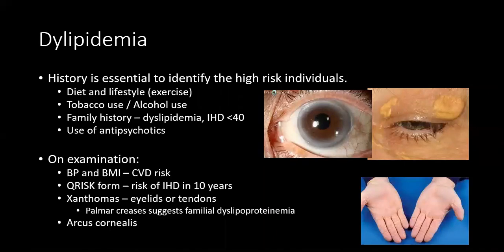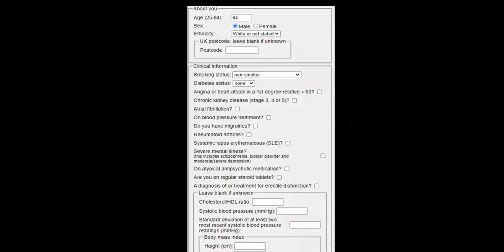So on examination, we want to measure their blood pressure and their BMI. This will help us to assess the risk of cardiovascular disease. There is a Q risk form, and that calculates the risk of ischemic heart disease in 10 years. And then we want to examine the patient, so we might be able to see xanthomas. These are cholesterol deposits. These can deposit in the eyelids and the tendons and in the palmar creases. Palmar creases specifically would hint to you that it's probably a familial dyslipoproteinemia, and they might have arcus cornealis. So this is this blue haze around the iris. So that is again cholesterol depositions.